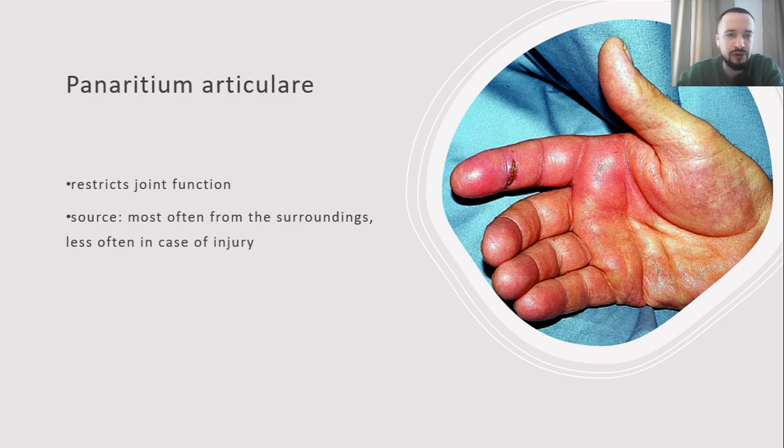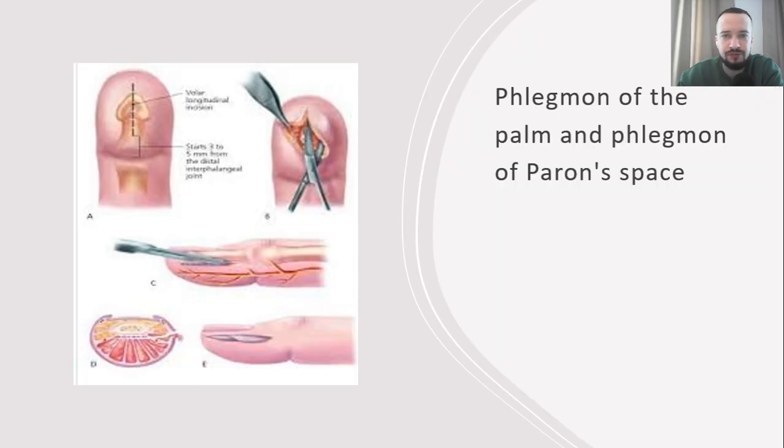Panaritium articulare restricts joint function, source most often from the surroundings, less often in case of injury. A few words about phlegmon of the palm and phlegmon of Parona's space.